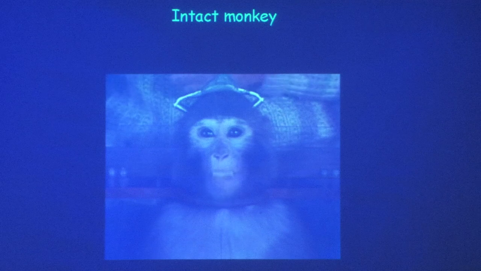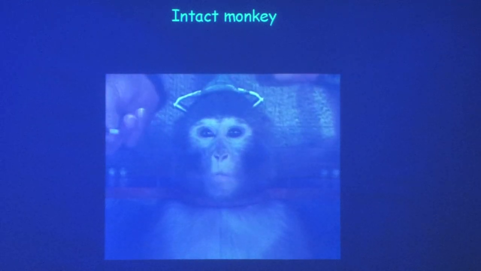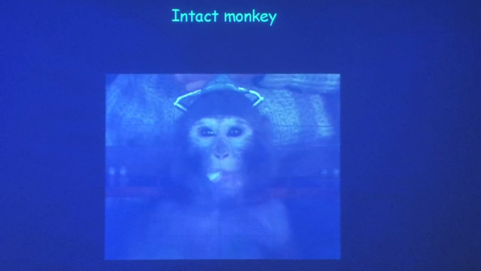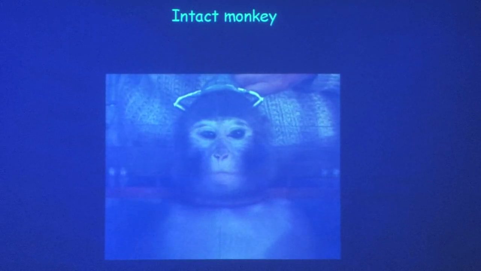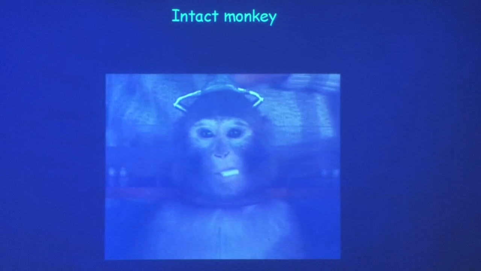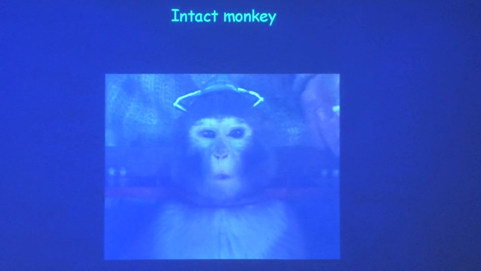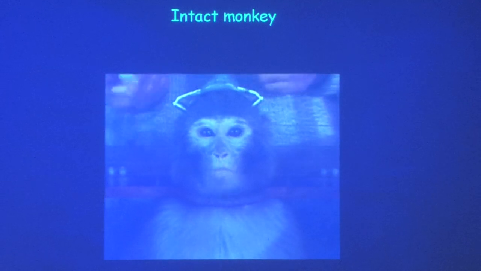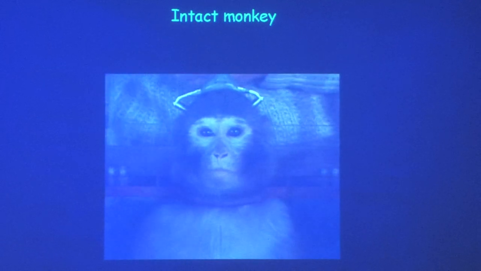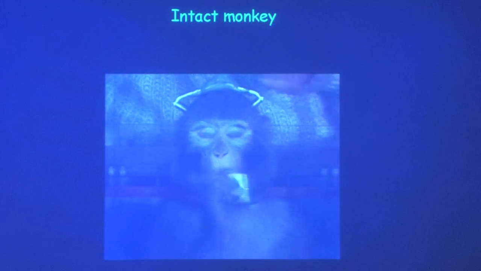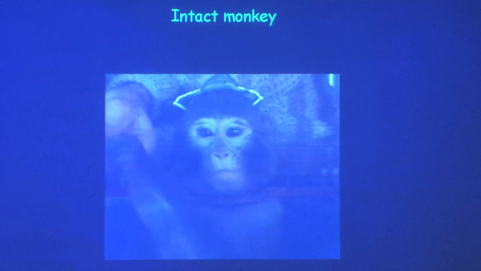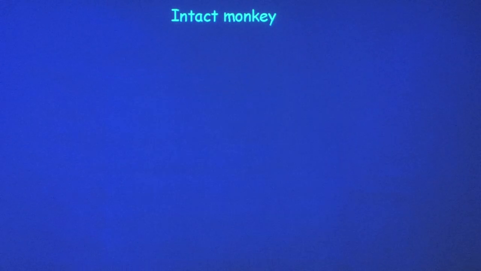Can everybody see this okay? So you can see that when an apple piece appears, the monkey makes a saccade to it and grabs it and stuffs it in his mouth and eats it. Okay, so that's what a normal monkey does with his fully intact functional brain.